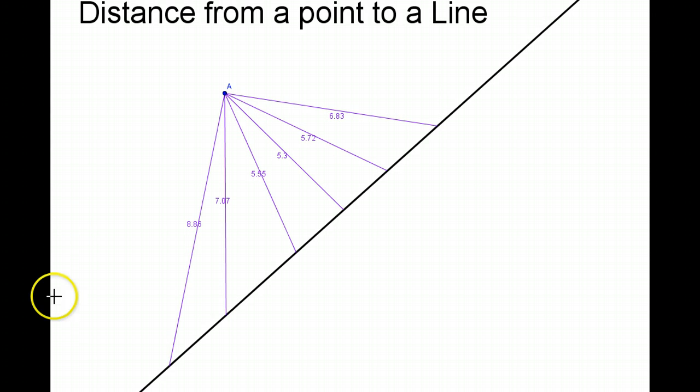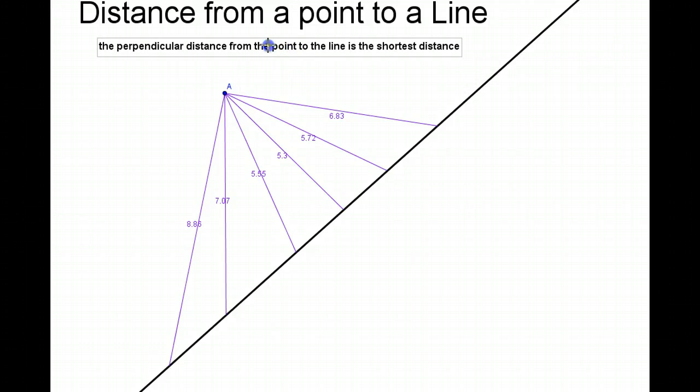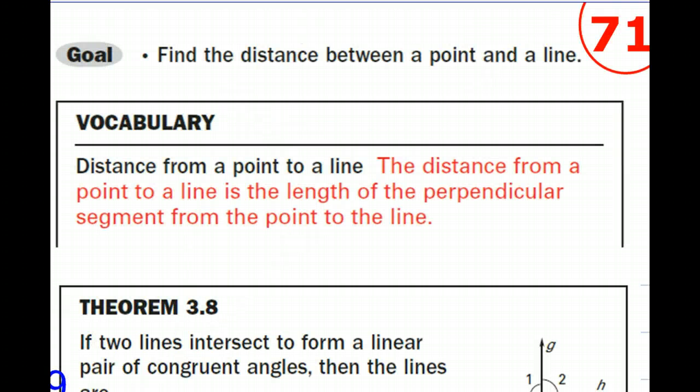And as you can see here, it can't be just any line segment, because no matter what line segment I draw from the point to the line, I get different length line segments. So which one is the distance? Well, when we talk about distance, we really are only talking about the shortest distance. And the shortest distance from a point to a line is the perpendicular distance from the point to the line. This is something we discussed in our notes from the last video.